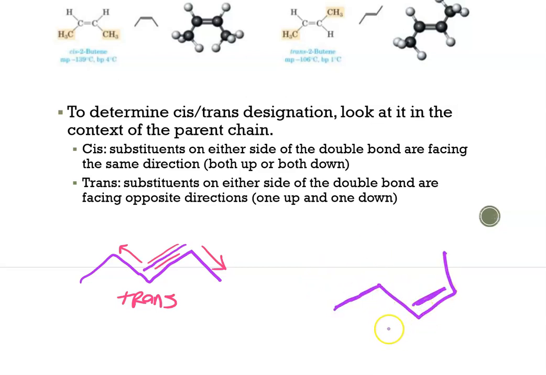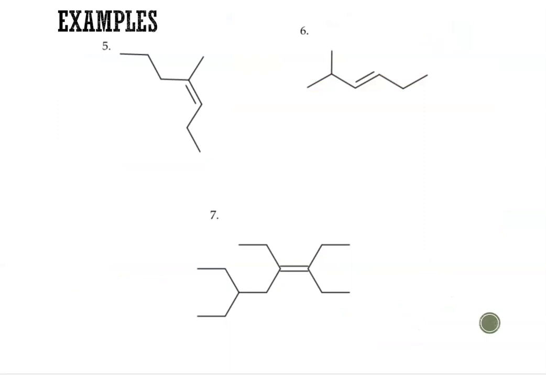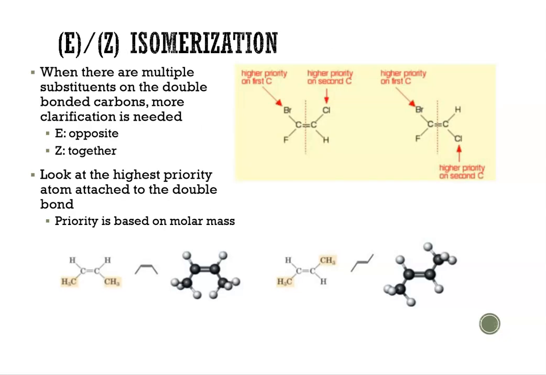Here we have the same kind of compound. If we draw, here's our double bond, and we're going up and we're going up. So this would be cis because they're both on the same side. All right, so let's take a look at a couple examples here. Did I skip something? I did.